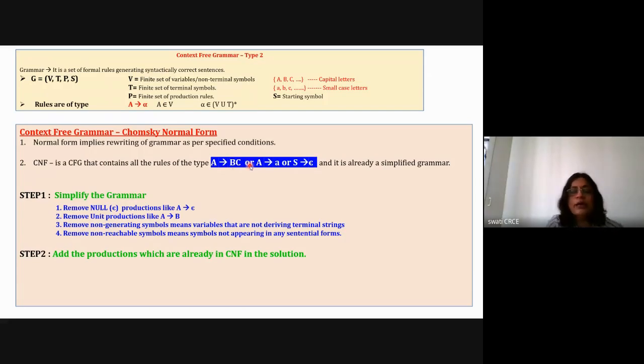Or the rule can be of the type where the left hand side is a single variable and the right hand side is a single terminal symbol. It is a symbol that is used to form the word of the language, so it belongs to capital T of V, T, P, S. The small a belongs to capital T. Or it can be a rule of the type S generates epsilon. That is, the starting symbol generating epsilon is also allowed.